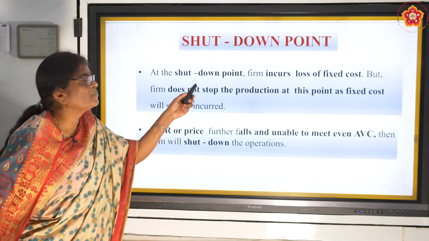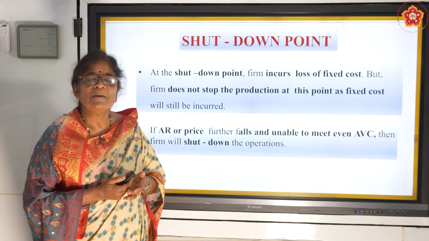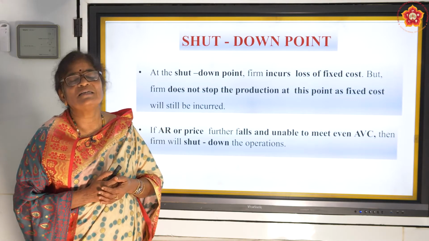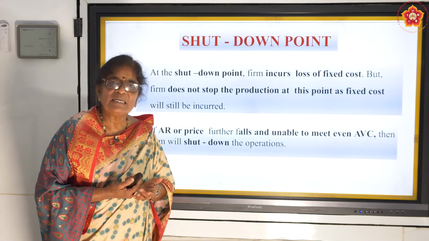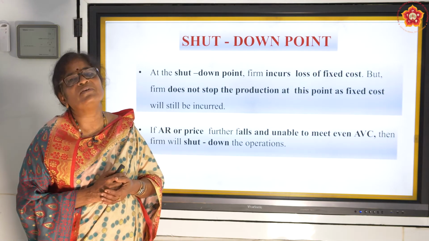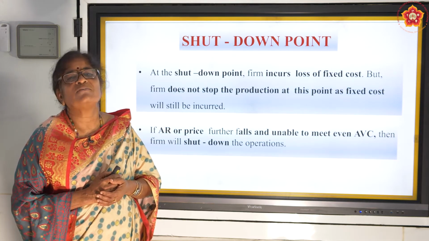Shutdown point: at the shutdown point, what is happening? At the shutdown point, the firm meets the variable cost, but the firm is unable to recover the fixed cost. Even though the firm is unable to recover the fixed cost, it will still stay in the market. It will not exit from the market.